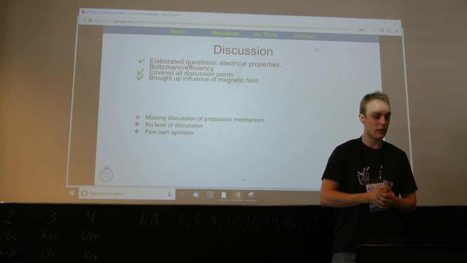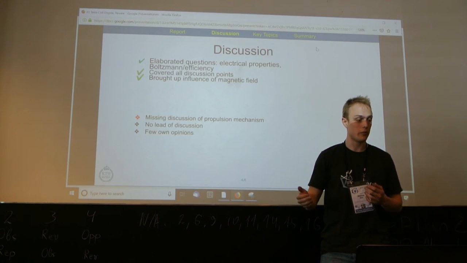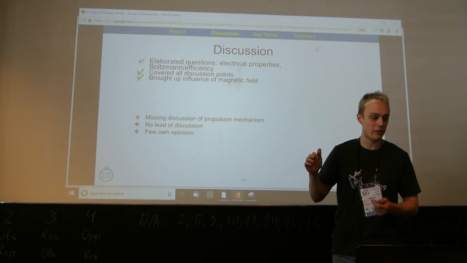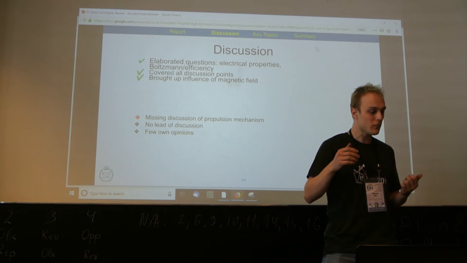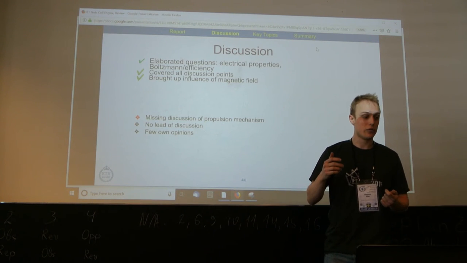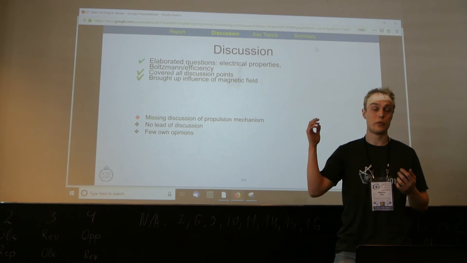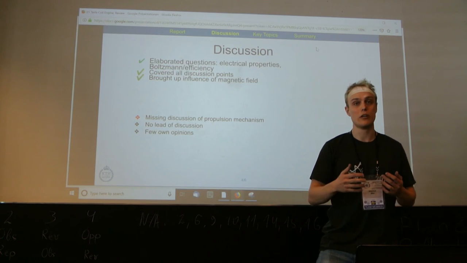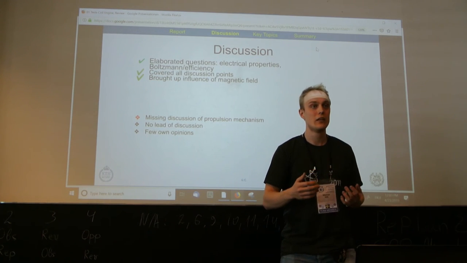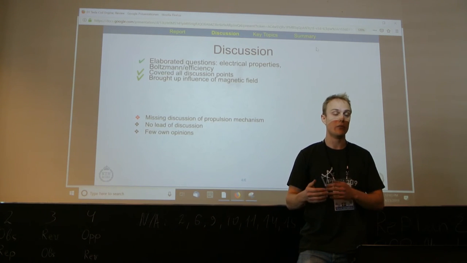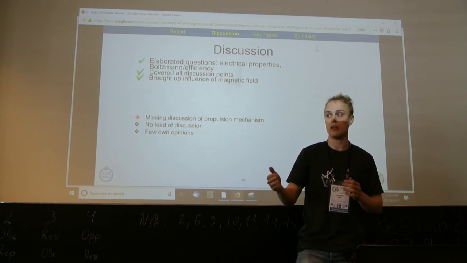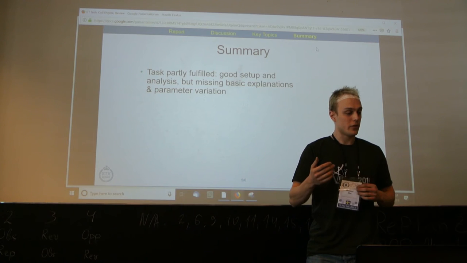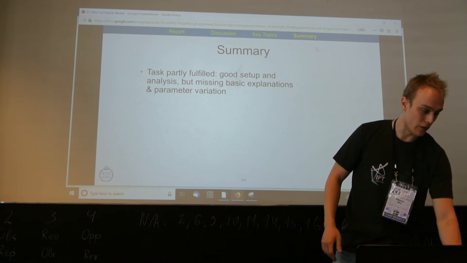The discussion was elaborated on, going into electrical properties, like the Boltzmann and efficiency. They covered all the discussion points brought up by the opposition, and you also brought up the influence of the magnetic field. However, there was a missing discussion on the propulsion mechanism. The opponent didn't lead the discussion and didn't bring up a lot of their own opinions. They were asking questions to the reporter and continued with different questions. So in summary, the task was partially fulfilled with a good setup, but missing explanations and parametric variations.